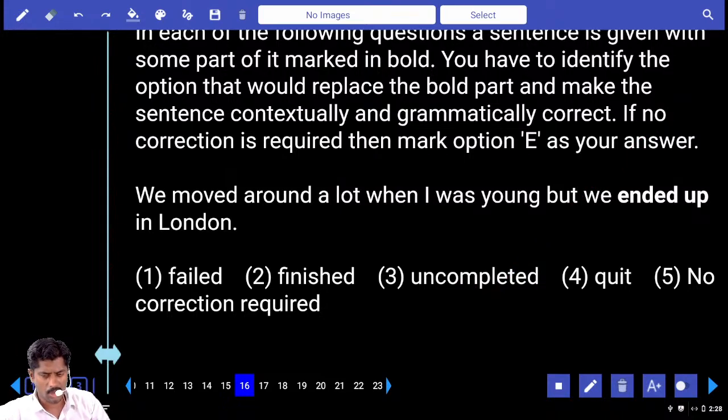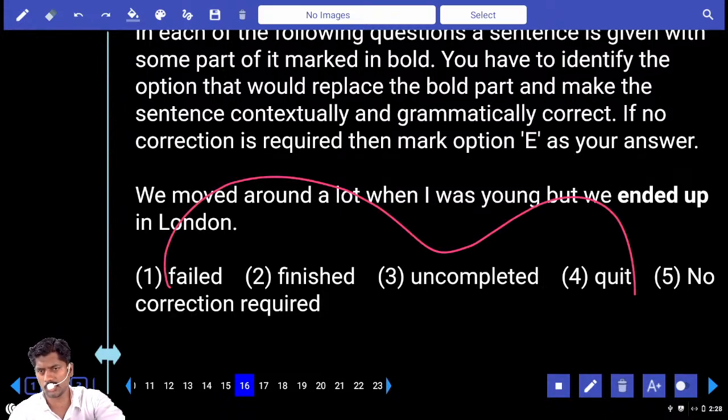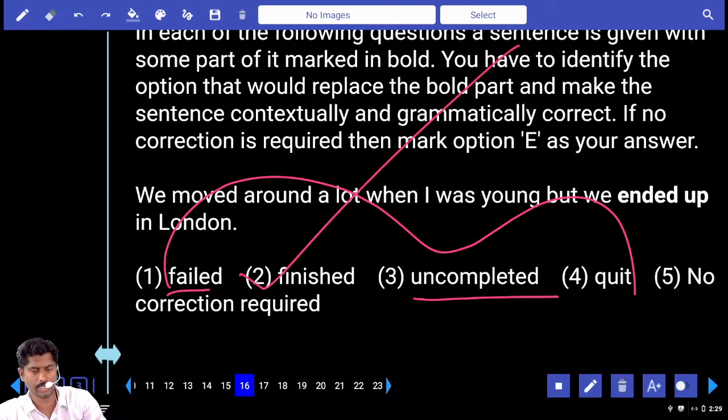We moved around a lot when I was young, but we ended up in London. Finally we settled in London. Failed in London, finished in London, uncompleted. See, 1, 3, 4 are the same. Quit means stop doing something, stop in the middle. Uncompleted, incomplete, not finishing. Failed also, not finished. Take second option. Settled.